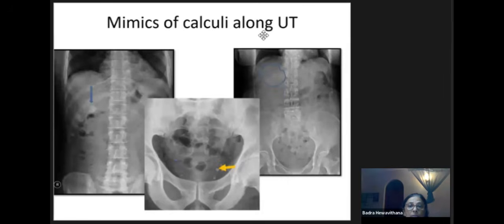Then the mimics of calculi along this is the biggest problem we have. So I have shown you with arrows and this mark. So what is this? Is it a calculus? Yes or no?